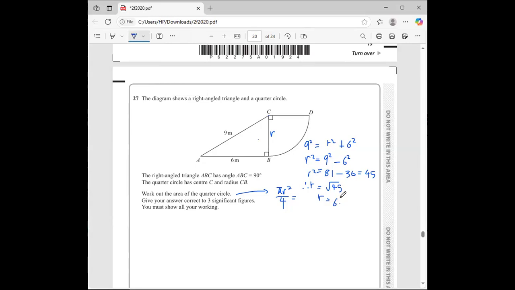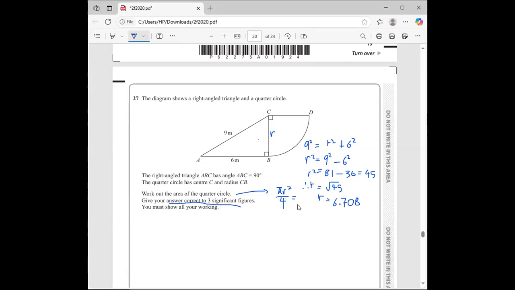The square root of 45, 6.70. Is that what you got? Oh, decimal. Sorry. Yes, yes. And that's because, you can see the question says, give your answer correct to 3 significant figures. So, yeah, decimals are allowed. Okay, so now we know what r is. We can now go ahead and put it inside this thing.